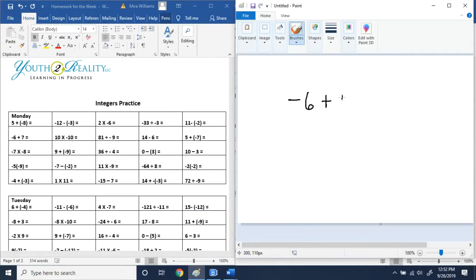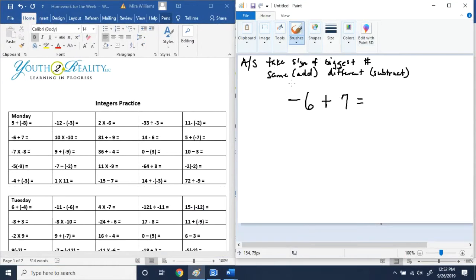Negative 6 plus 7. Our integer rules for adding and subtracting integers is take the sign of the biggest number first. If the signs are the same, you add, and if the signs are different, you subtract. So take the sign of the biggest number. That's going to be in your answer. If the signs are the same, you add the numbers. And if the signs are different, you subtract the numbers.